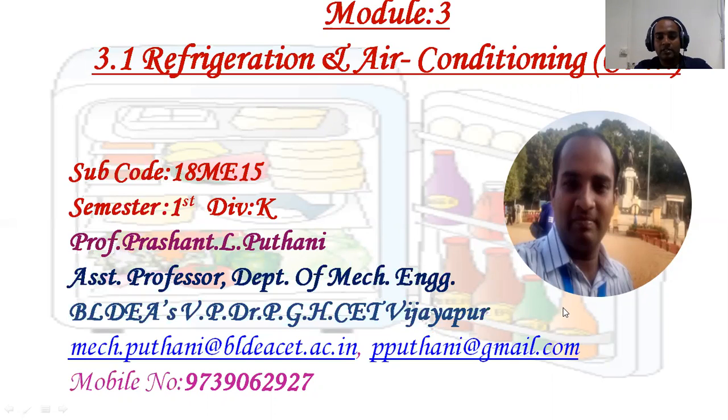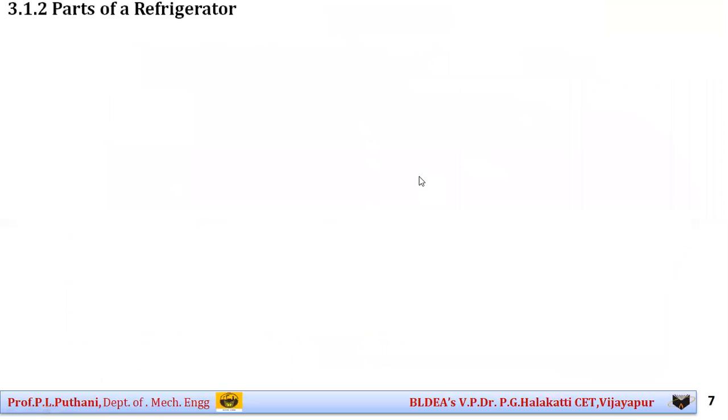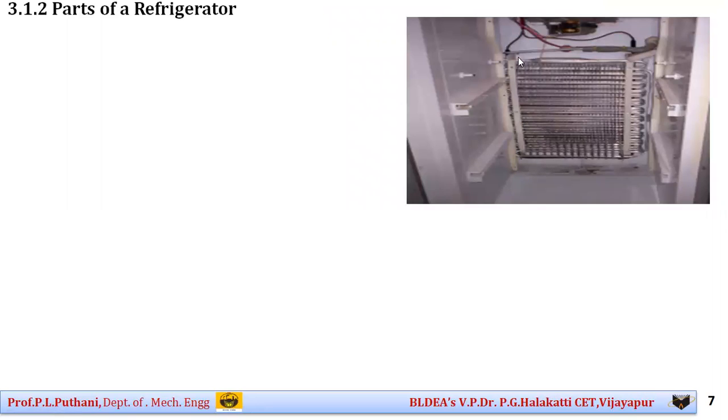Now with this, we shall begin today's session, students, regarding the discussion of the parts of a refrigerator as well as the working of refrigeration. So parts of a refrigerator, the first part which we are going to study here, in any kind of refrigerator, we have 4 parts, and the first part we are going to learn here is this particular picture.